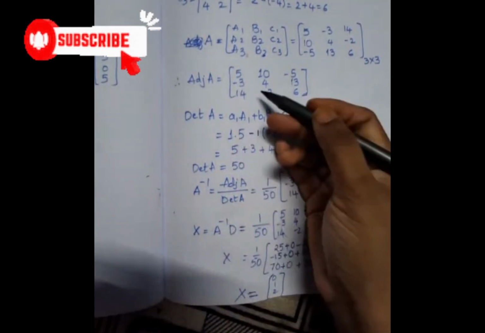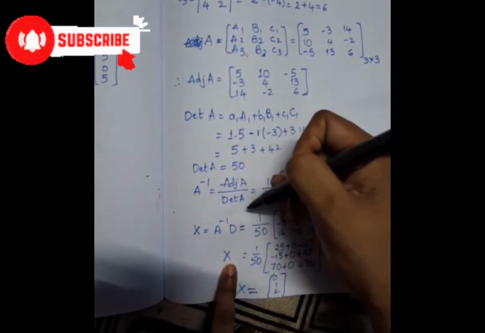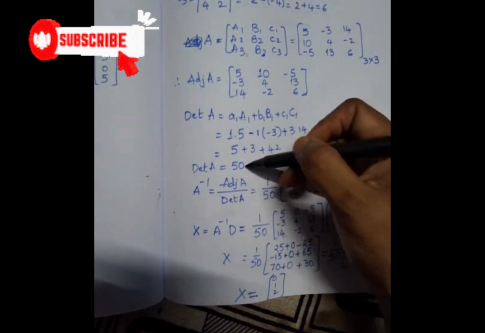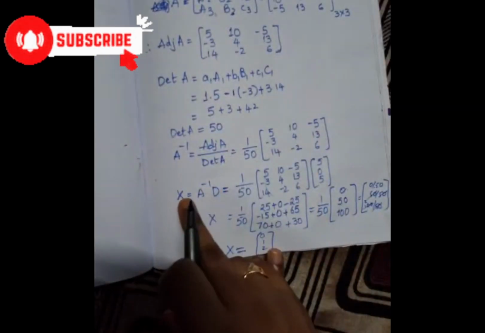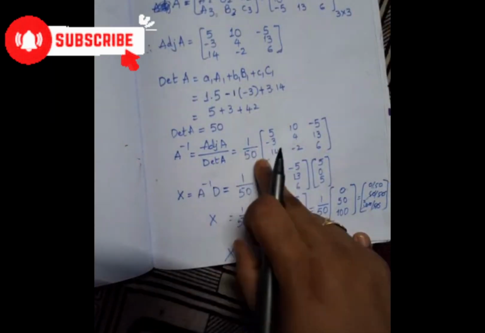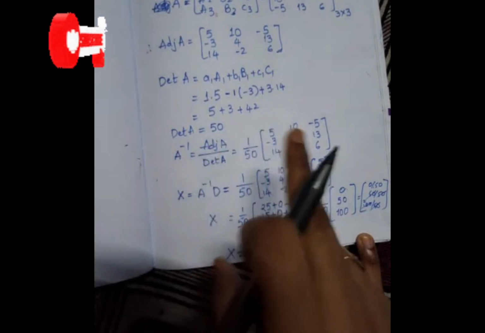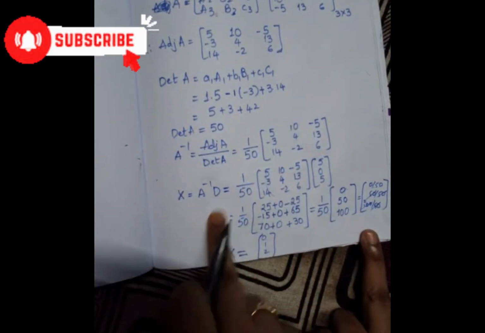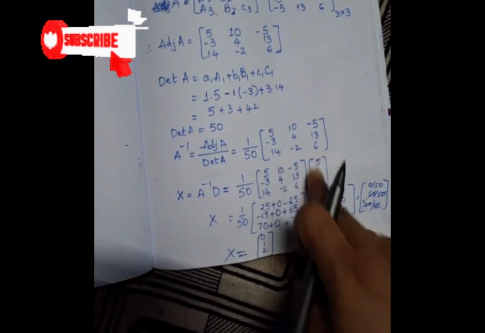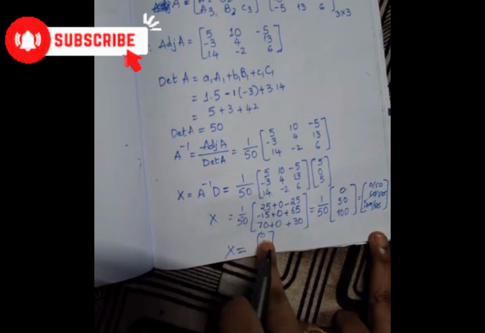Now substitute this adjoint of A and determinant of A in A inverse, that is the formula. A inverse is adjoint A by det A. So substitute this. Det A is 50, obtained here, and adjoint A is the matrix obtained here. Now what do we have to find? The X values. X is finally given by the formula A inverse of D. A inverse we have obtained here as 1 by 50 times this whole matrix, and D is given in the question, that is the constants. Okay, x equal to 1 by 50 and we multiply with the single column and simplify by adding all terms. Now x equal to 0 1 2.